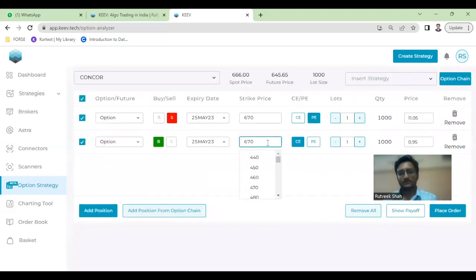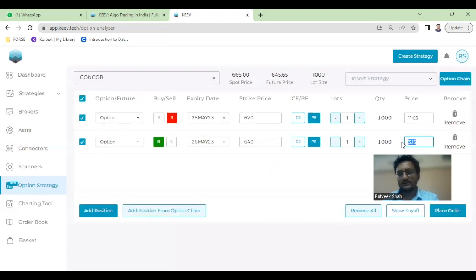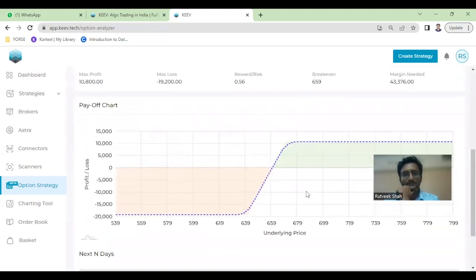that will be around 640 of put, and we'll buy it. So it is currently trading at around 0.25. And if we see the payoff after this, we'll see this chart.